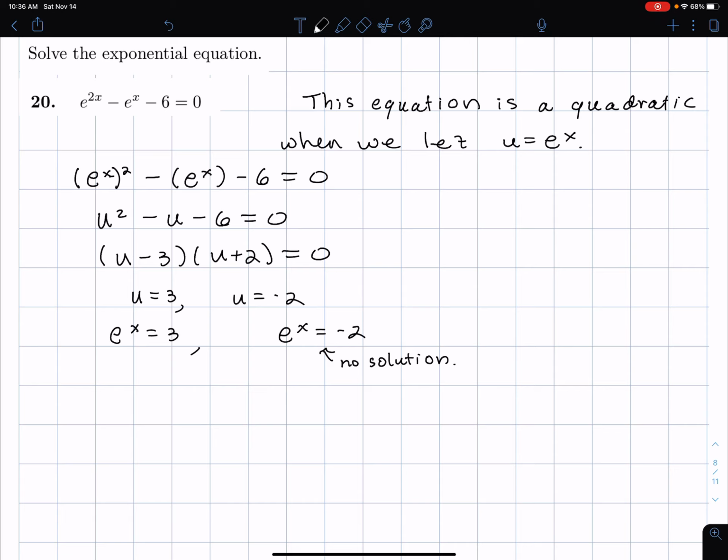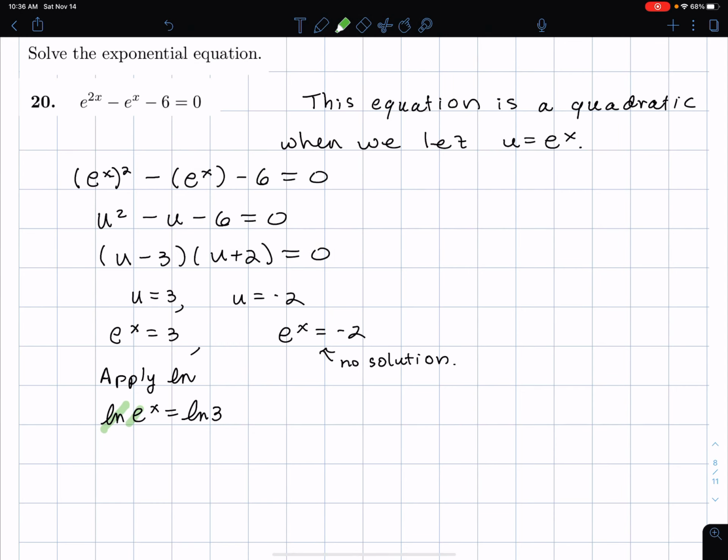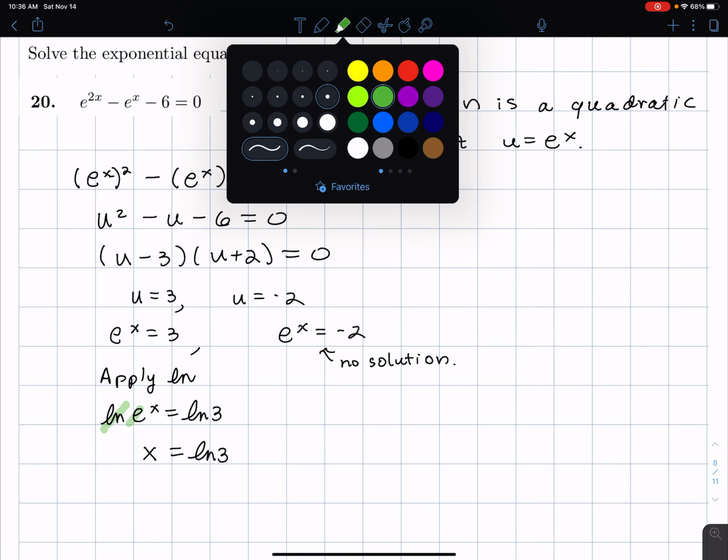For the next one, we solve e to the x equals 3, and we apply ln to both sides. So we get ln of e to the x equals ln 3. This is equivalent to writing it as a logarithm. So I apply ln to both sides. Ln is the inverse of e to the x, and so an inverse function will cancel, and then I get this answer, x equals ln 3. It's my only answer.